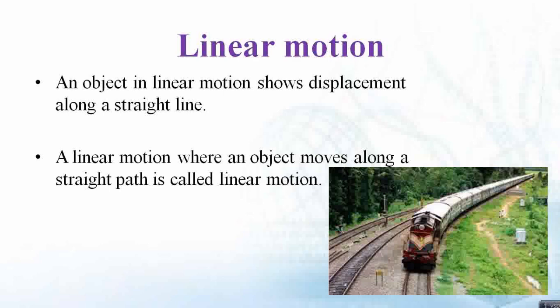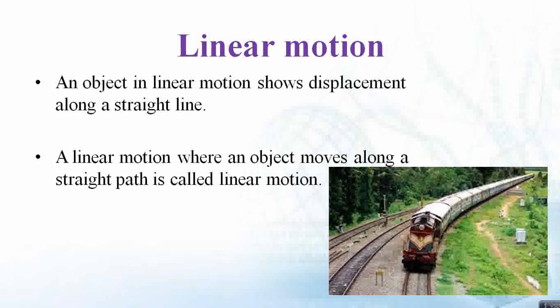So, the first part is linear motion. Linear motion simply means the object shows displacement along a straight line. It will always follow a straight path, as written. An object in linear motion shows displacement along a straight line, and motion where an object moves in a straight path is called linear motion.